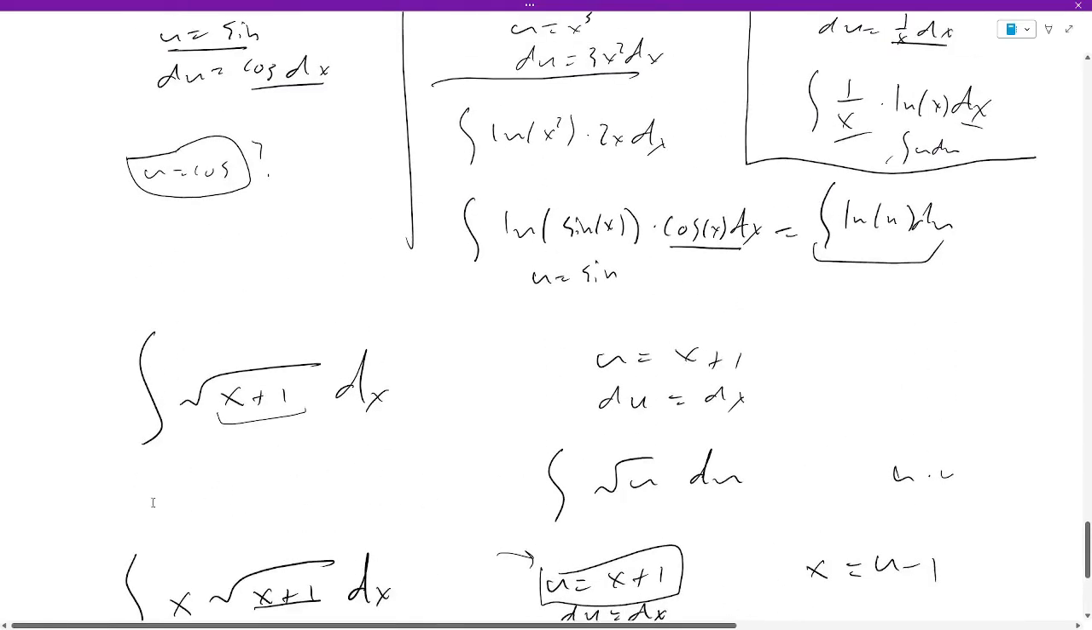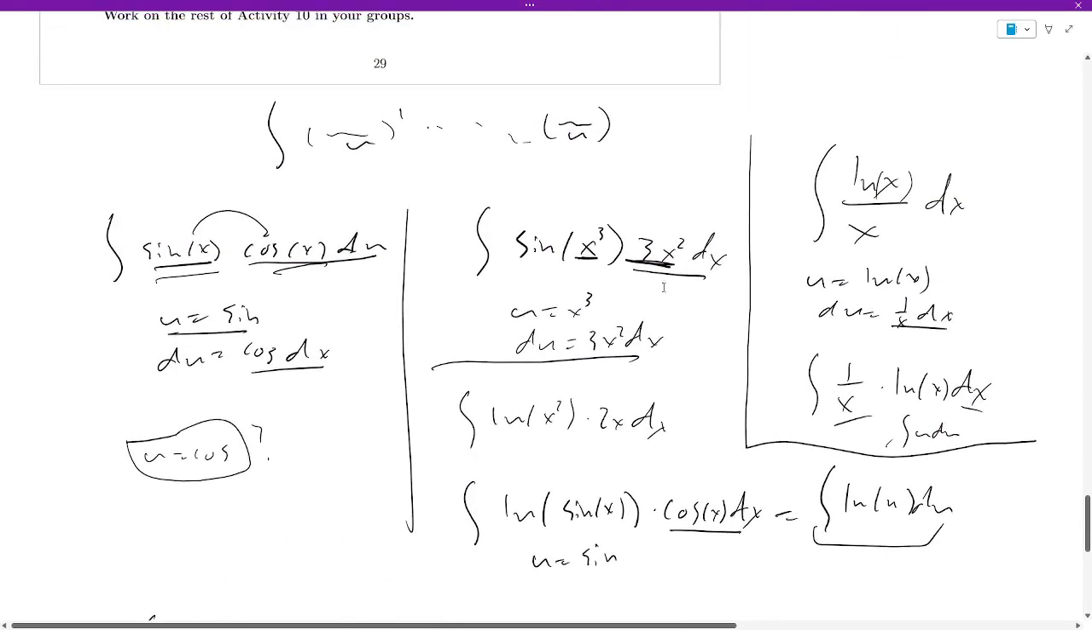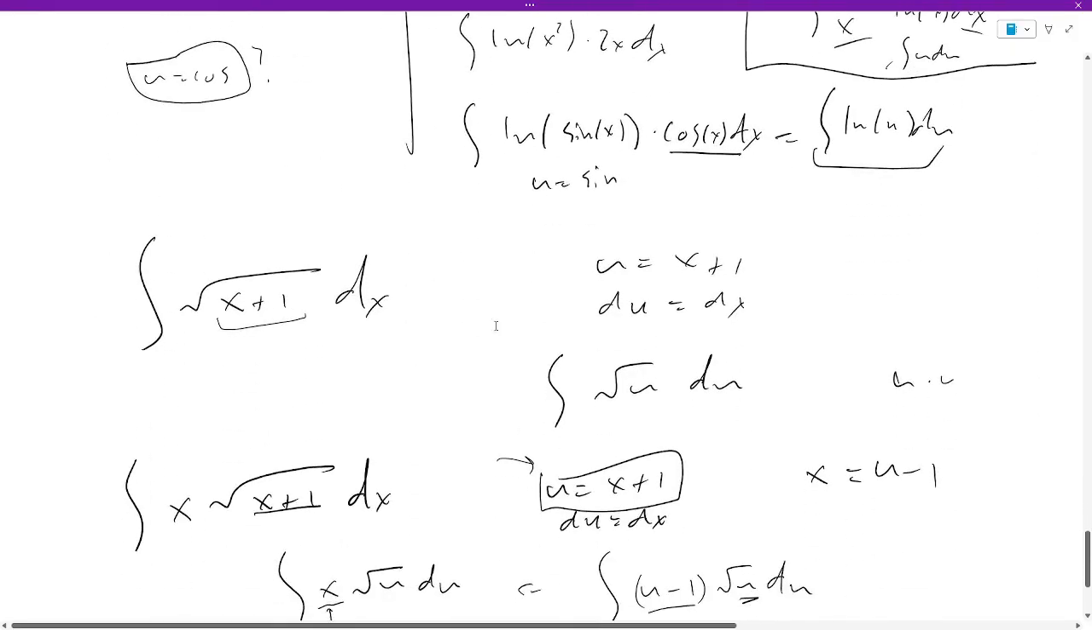So I just wanted to list some of the more common examples of using a u-sub. Trig is really common, stuff with logs, functions inside other functions, and sometimes this shifting.